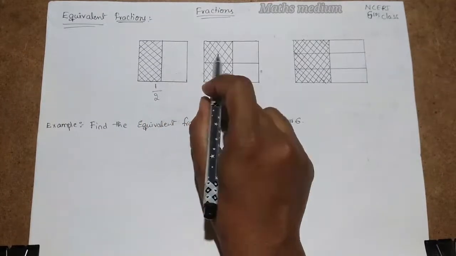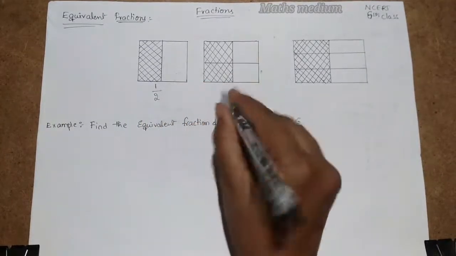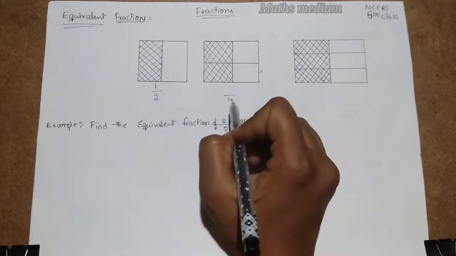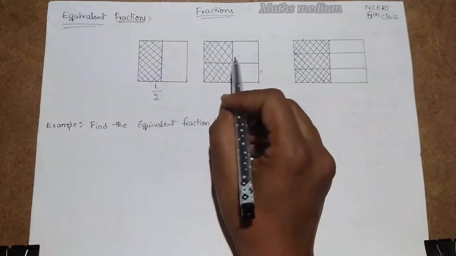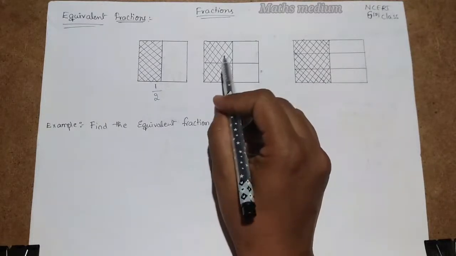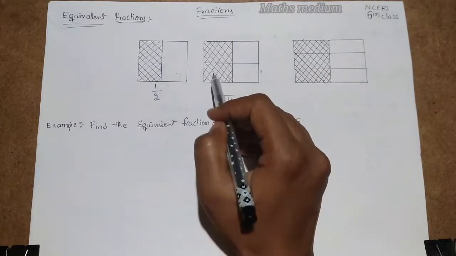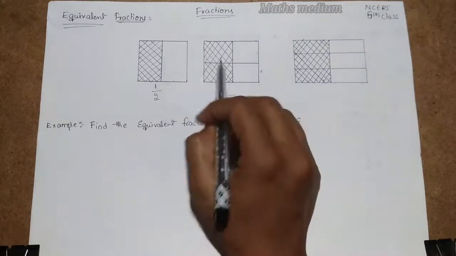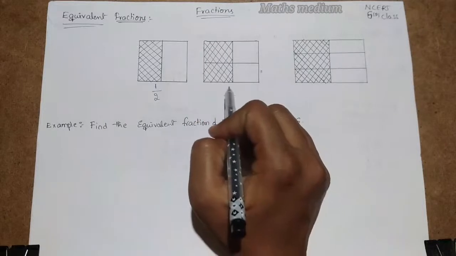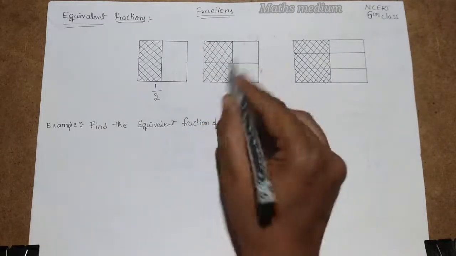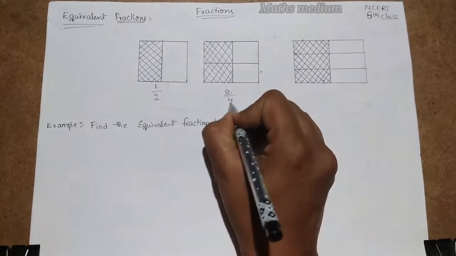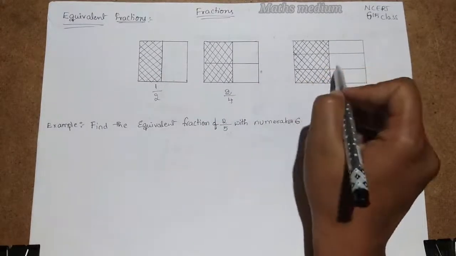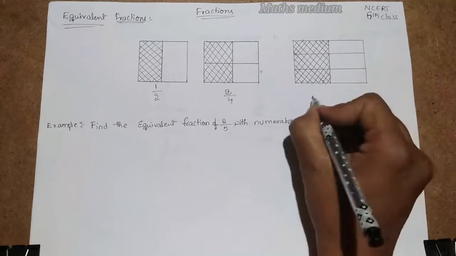Coming to this, we have 1, 2, 3, 4 equal parts. That is the representation of 4 in the denominator. Now how do we denote the numerator? How many boxes are shaded is the representation of the numerator. So if you take here 1 and 2, this is the representation of 2 by 4. Similarly, coming to this also, we have 1, 2, 3, 4, 5, 6 equal parts.